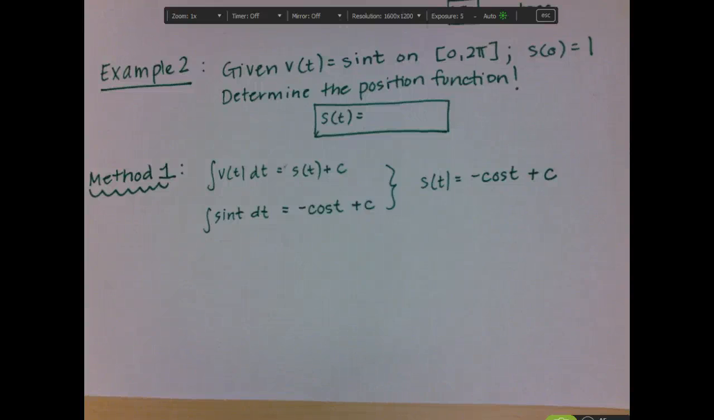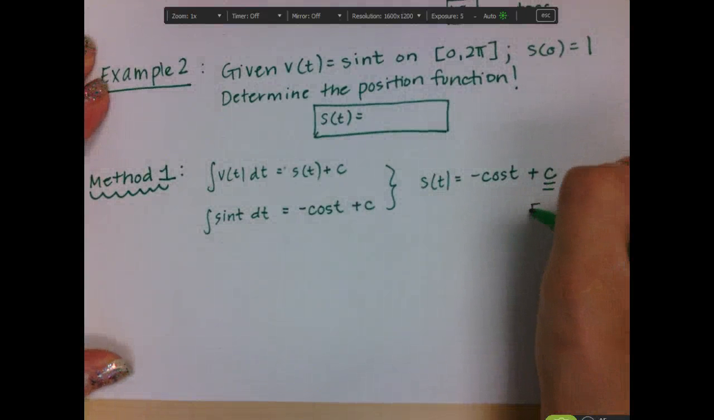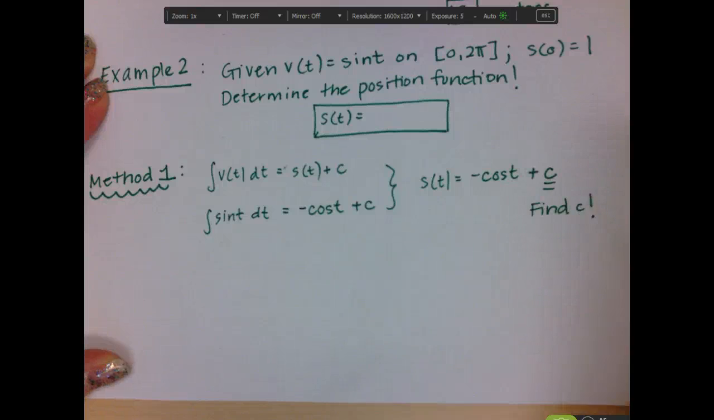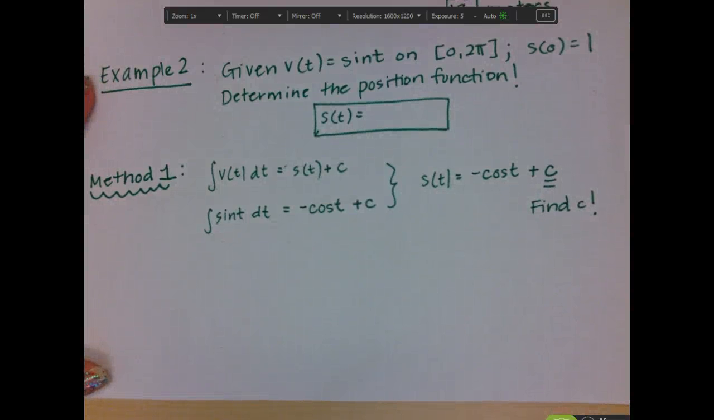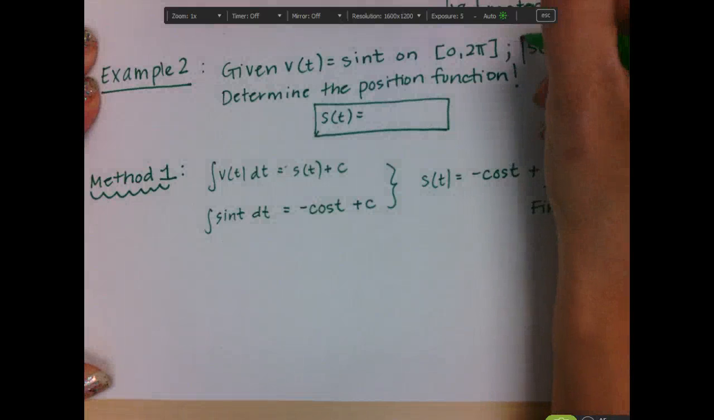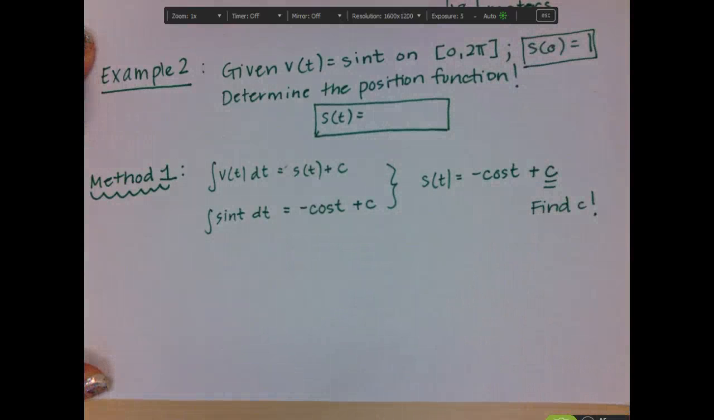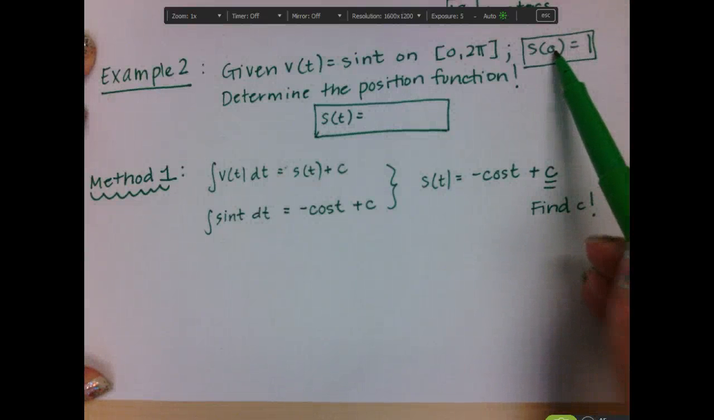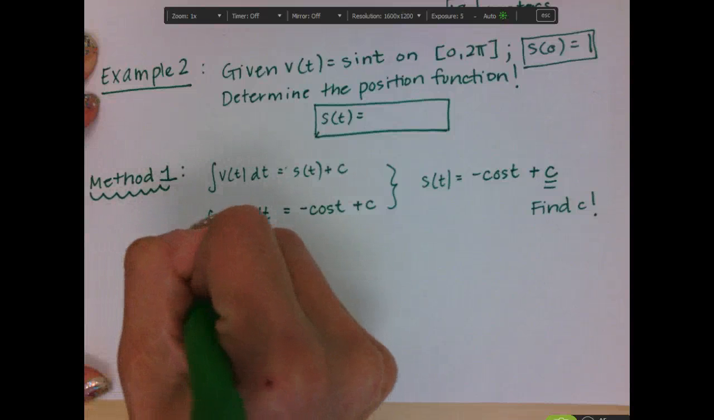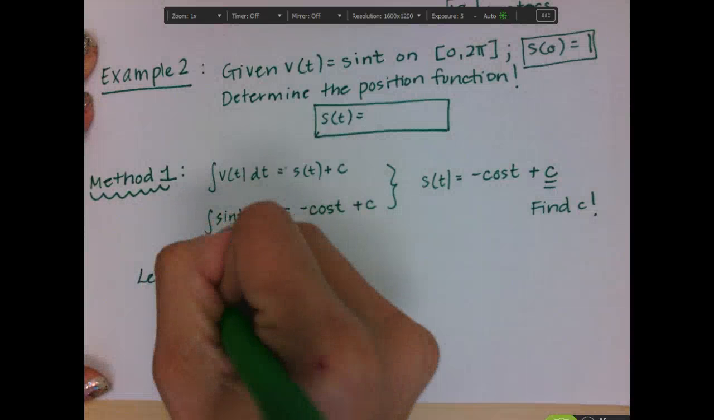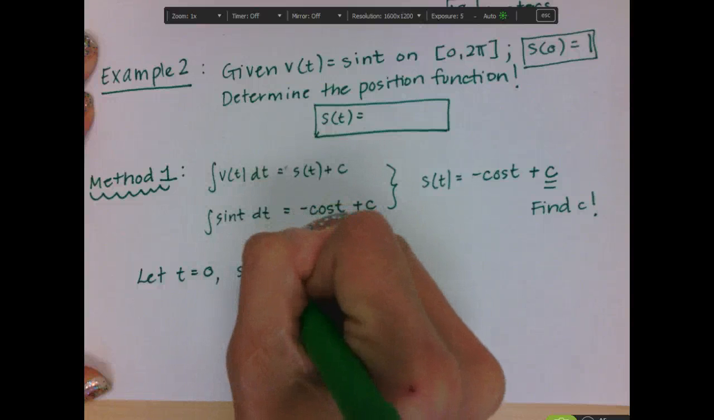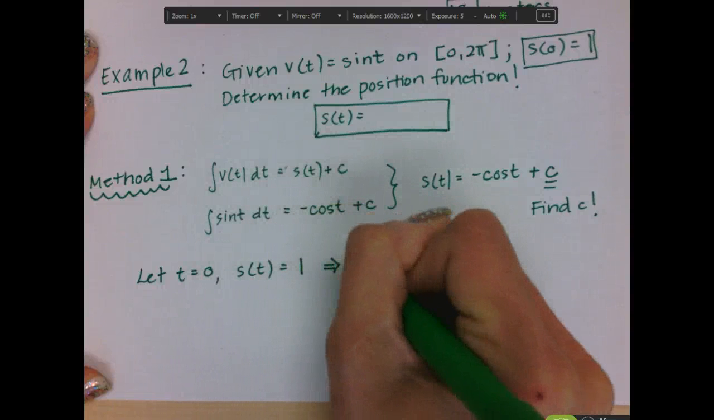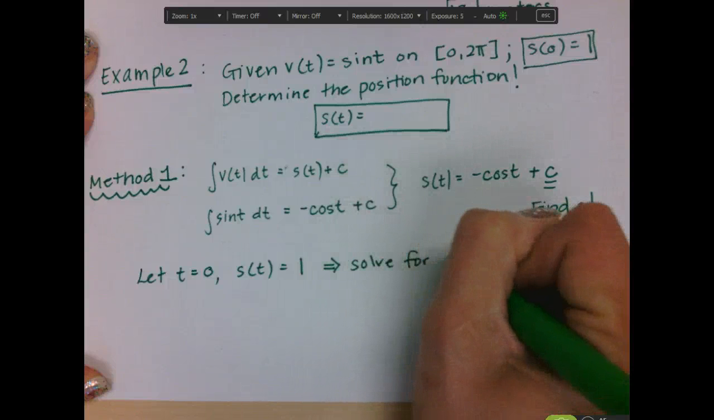But we need to be more specific than that. We need to find c. One way that we learned that we can find c is to use this given information here, that s of 0 equals 1, or the initial position of the function is 1. So what I can do is plug 0 in for t, and then let s of t equal 1. And that will allow me to solve for c.